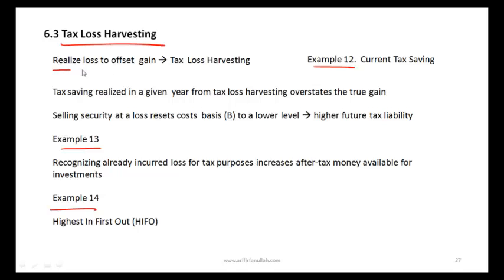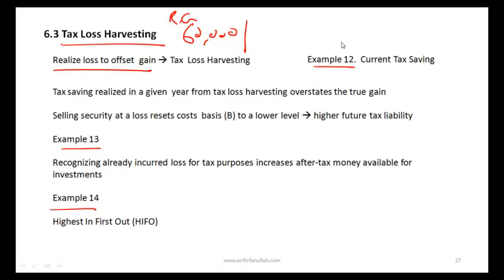The concept is fairly straightforward, that in a given year, let's say that you have a realized gain of 60,000. Are you going to pay taxes on this? Yes, you are. Let's say that there is a 50% tax rate. That means you would be paying 30,000 taxes. You happen to have some securities where you have incurred a loss of 40,000. If you sell those securities in order to counter this gain and to reduce your tax liability, your tax obligation, that is called tax loss harvesting.